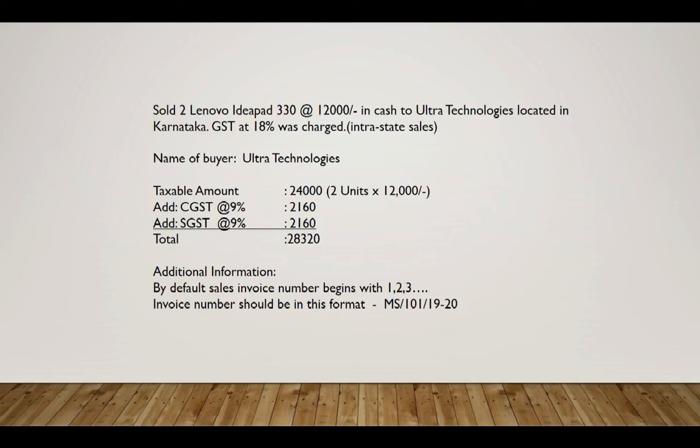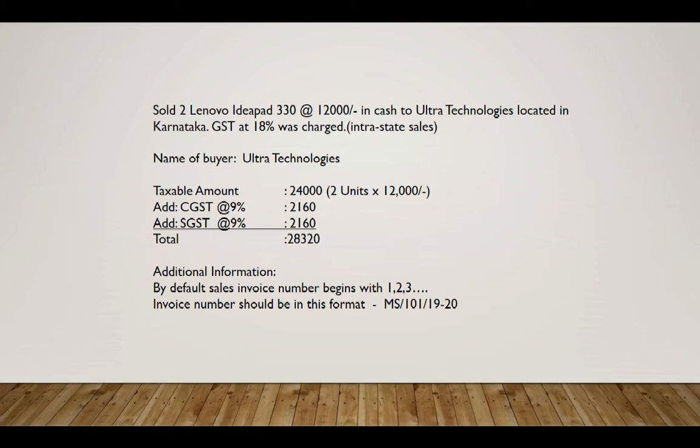Alright, so the next transaction is a sales transaction. We are selling two laptops for rupees 12,000 to a buyer called Ultra Technologies, which is located in the same state as the seller. So in this transaction, CGST and SGST would be applicable. So you can see the calculation over here, and we have some additional information.